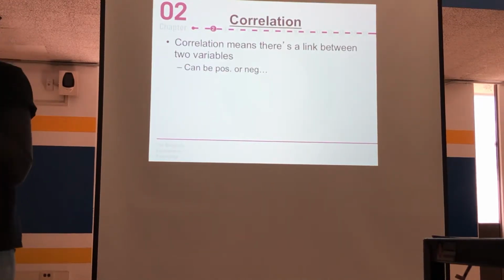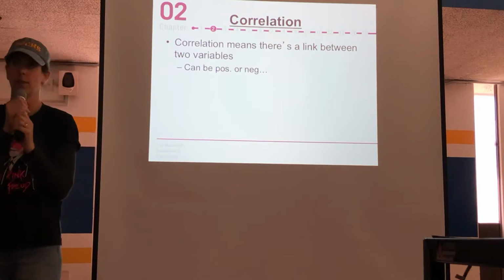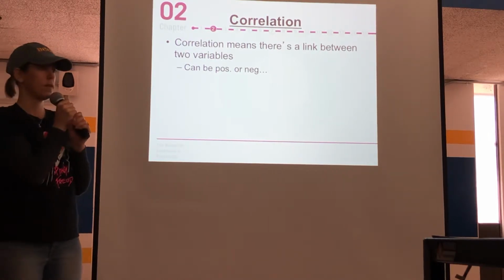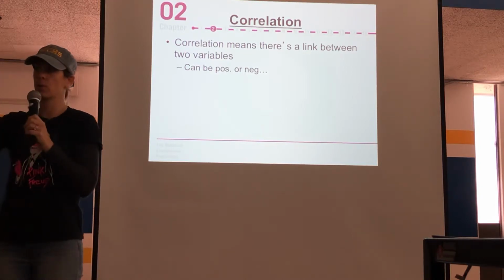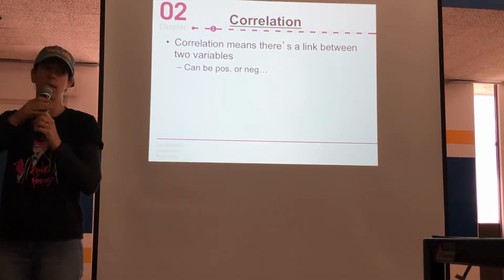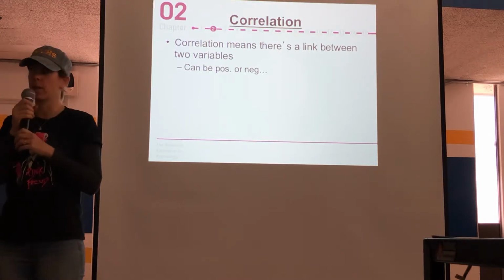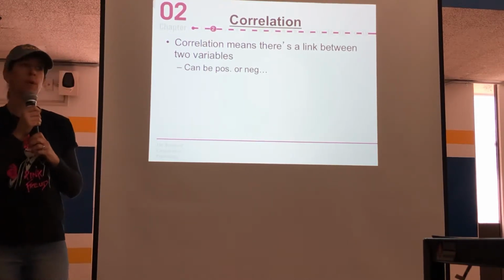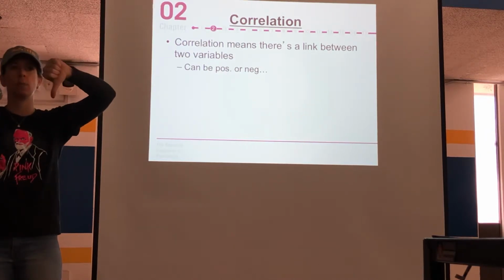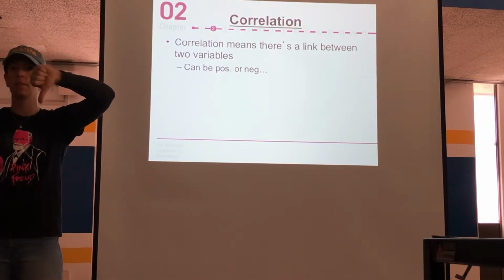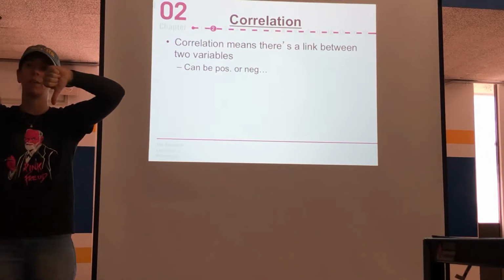Okay, correlation. What does it mean? There's a link between 2 variables. So there's a relationship, right? So high scores on one may indicate either high or low scores on the other. Okay, show me with your thumbs positive. This or this. The point is the thumbs have to face the same direction. Show me negative.